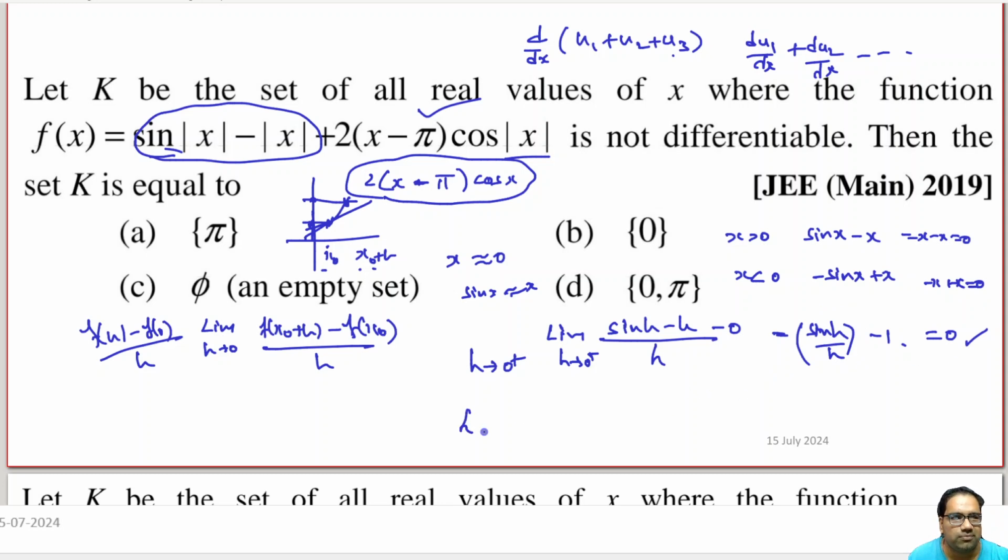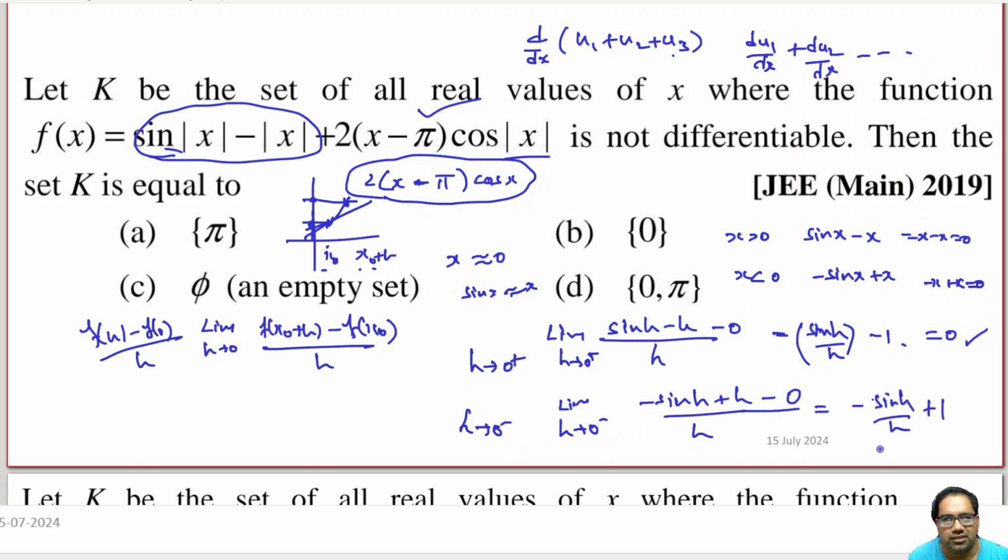Now when we approach from 0 minus, what is that? Again, limit h tends to 0 minus. What is f of h? f of h is minus sin h plus h, minus f of 0. f of 0 is again minus 0 plus 0, which is 0, by h. This is again nothing but minus of sin h by h plus h by h. This time it has become minus 1 plus 1, which is again 0. So the slope is actually 0 from both sides.